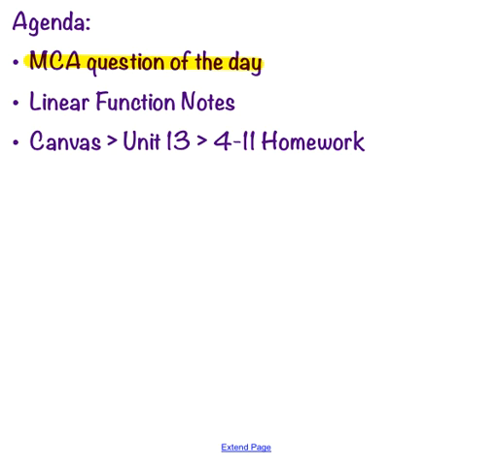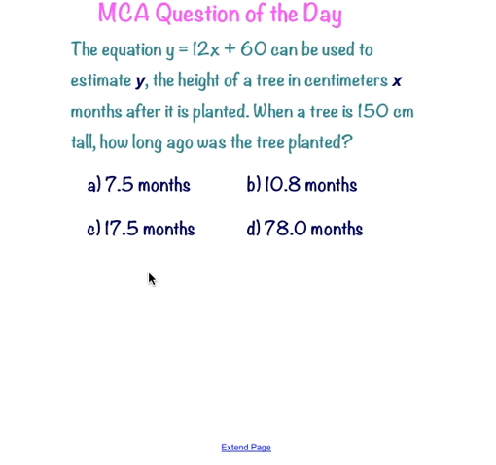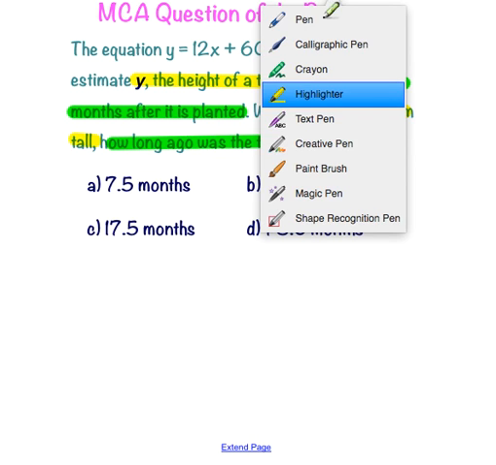Okay, first question. You do not need to write down the whole question, just show your work. The equation y equals 12x plus 60 can be used to estimate y, the height of a tree in centimeters, and x, months after it is planted. A tree is 150 centimeters tall. That's the height. How long ago was the tree planted?